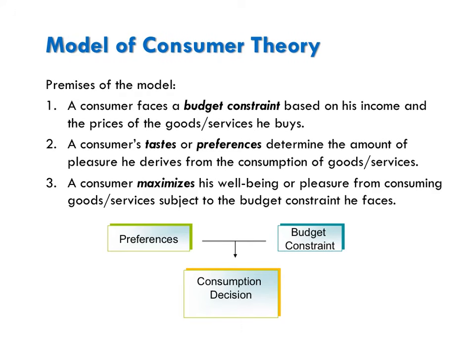There are three premises of this model. The first is that consumers face a budget constraint that's defined based on their income and the market prices of the goods and services that they buy. Two, consumers have tastes or preferences that determine the amount of pleasure they derive from consuming goods and services. And three, consumers maximize their well-being or pleasure from consuming goods and services subject to the budget constraint that they face. Importantly, this video will only consider budget constraints.